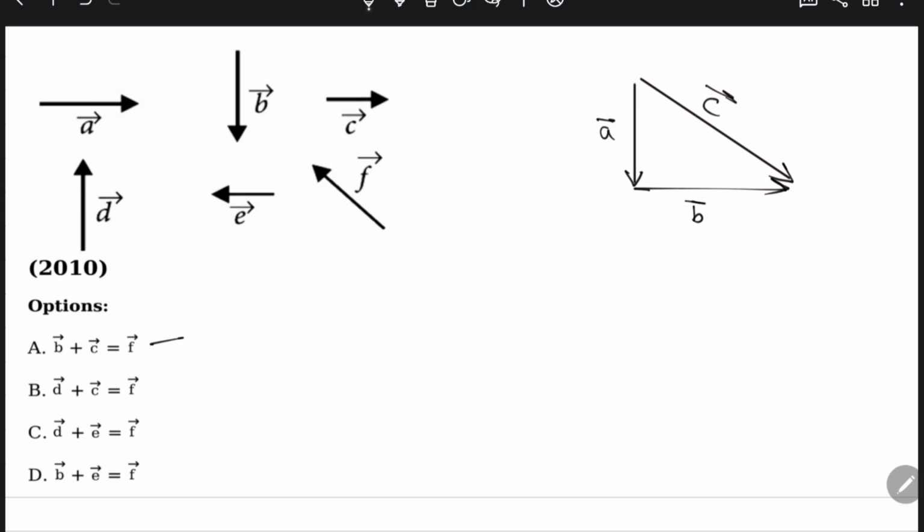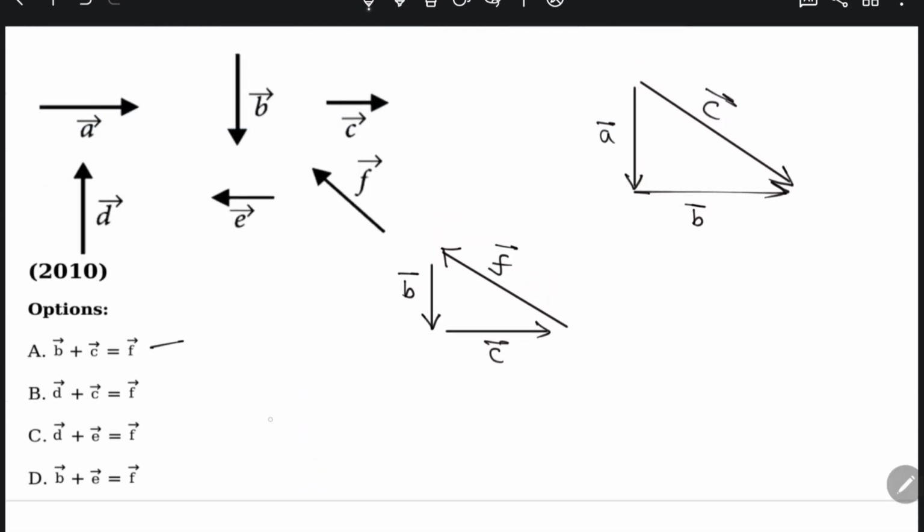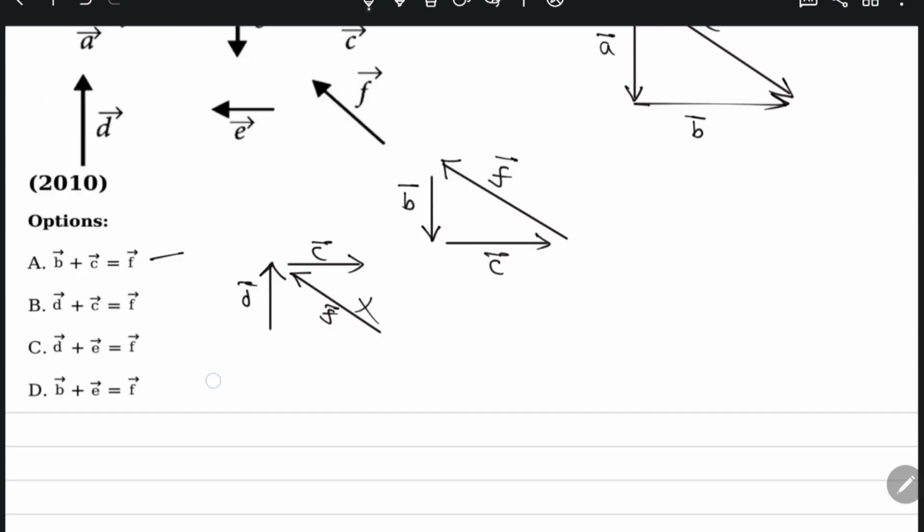So B vector is what? This is B vector. C vector is what? This is C vector. And F vector is what? So here you see this, this is the F vector. Now see option B. D vector is this, and C vector is this. This is D vector. This is C vector and F vector. F vector is this. This is also not matching.